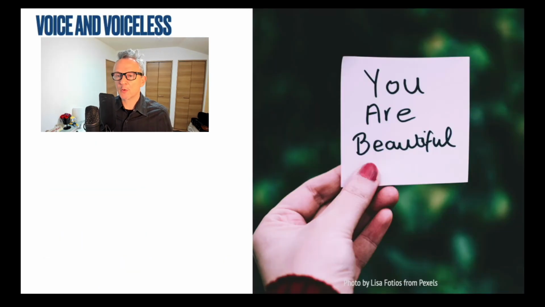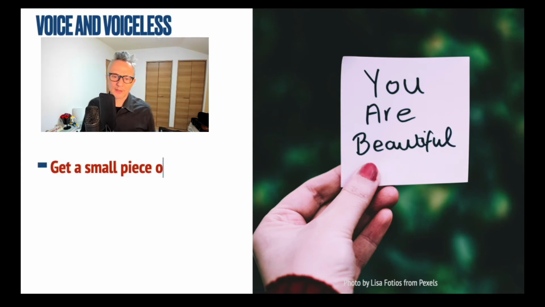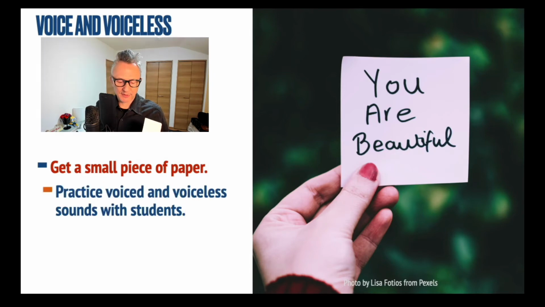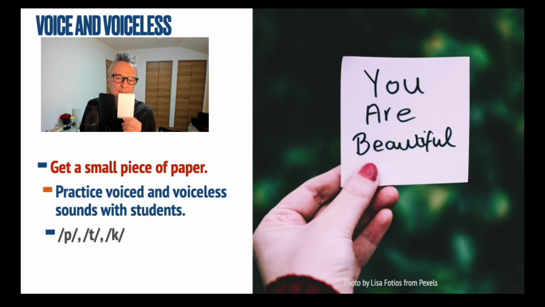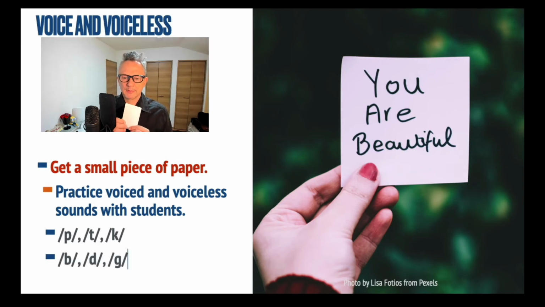Also, learners need to be aware of voiced and voiceless sounds. One way to do this is to get a small piece of paper and practice voiced and voiceless sounds with students. Put the paper in front of their lips, and for example, let's look at these words with these sounds P, T, and K. We can also put our hand here and feel the sound, so P, T, K, P, T, K. We can see what happens with the sounds also with B, D, and G.